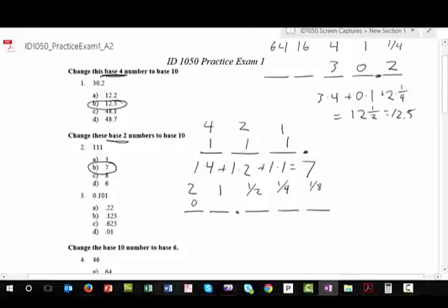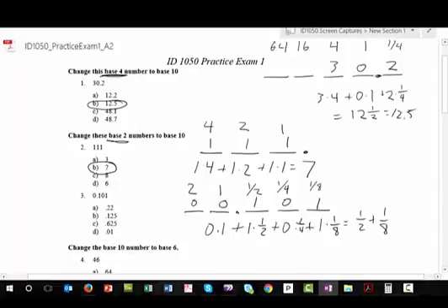I just plug these digits in there. 0.101. And you do the same trick. 0 times 1 is 0. 1 times a half. None times a 4th. Plus 1 times an 1/8. Okay, so we have a half plus an 1/8, which you can do various ways.